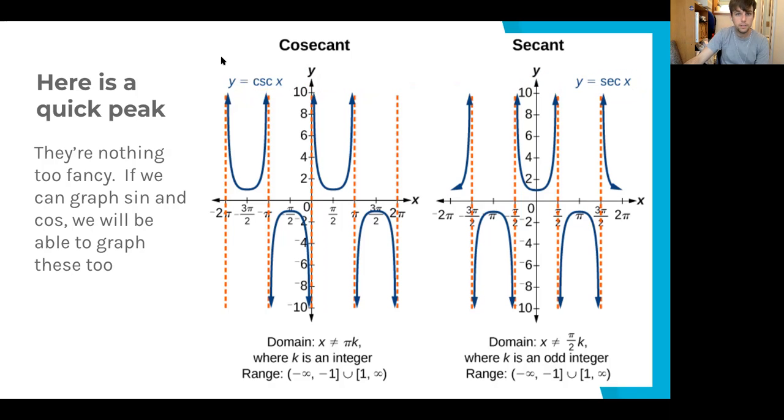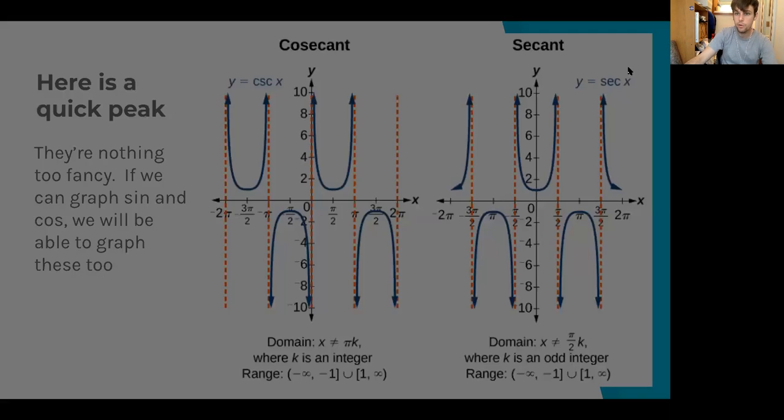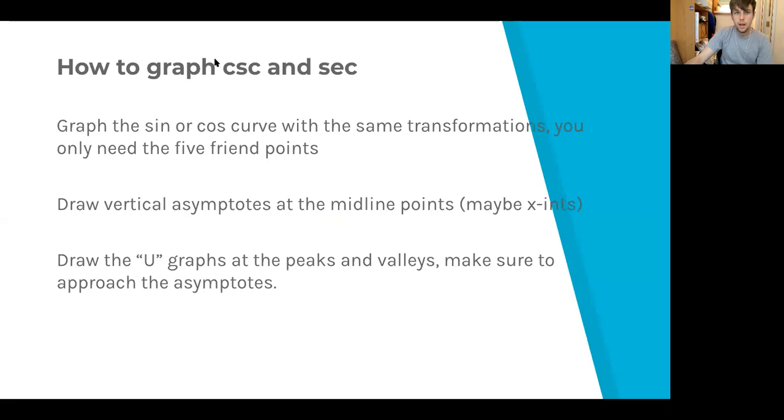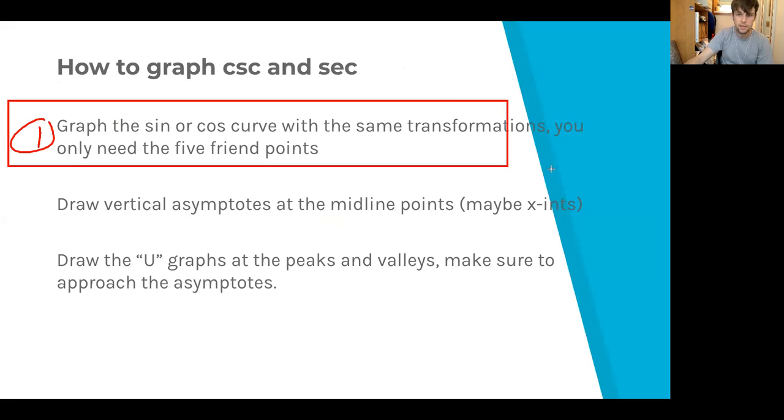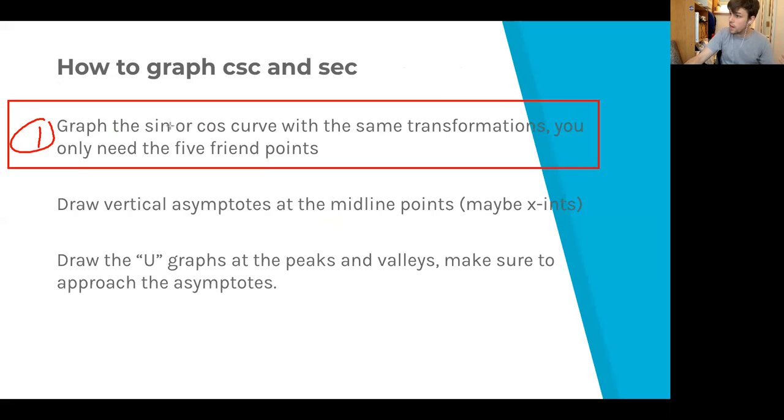Let's keep moving forward. Here's the process we're going to follow for graphing cosecant and secant. I'll illustrate this by looking at the graphs on Desmos in a moment. Here are the 3 steps we're going to follow. And this one is very packed. This step is actually real complicated because essentially we're just going to graph sine or cosine.